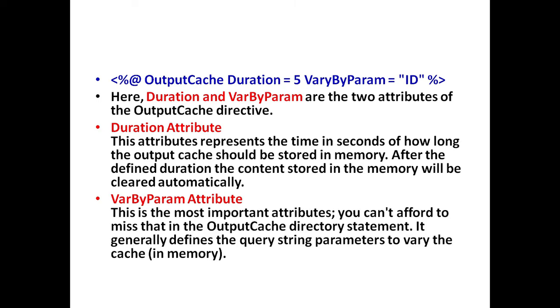And var parameter attribute is the most important attribute. You can't miss that in an output cache directive statement. It generally defines the query string parameters to vary the cache in memory.